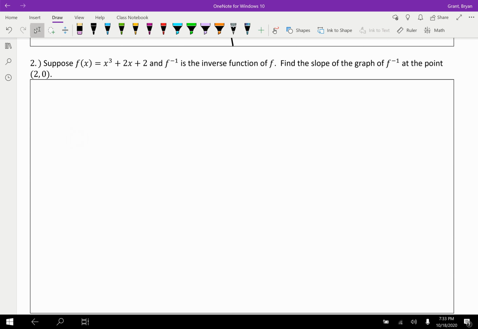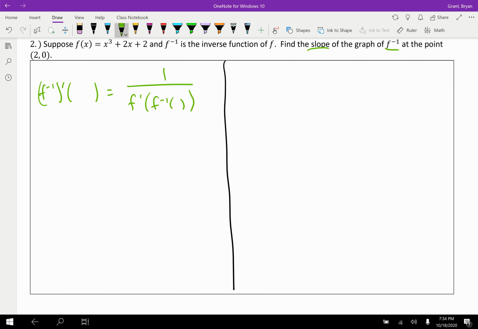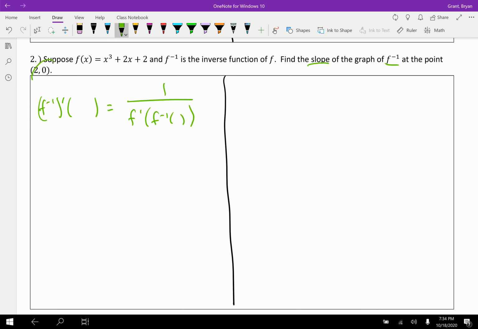Very, very similar problem. Suppose f of x equals x cubed plus 2x plus 2, and that's the inverse function. Find the slope of the graph of the inverse at the point 2, 0. All right, this definitely seems like another slope, which means a derivative. So let's set this up the same way. We are being asked to find the derivative of the inverse at something. And I'm going to get back to that something, but I'm in the flow of writing the formula, so I might as well do this and fill them in after. Well, sometimes this trips people up, and they're like, wait, it says at the point 2 comma 0.